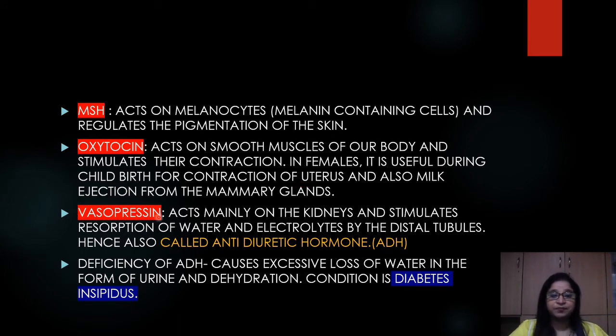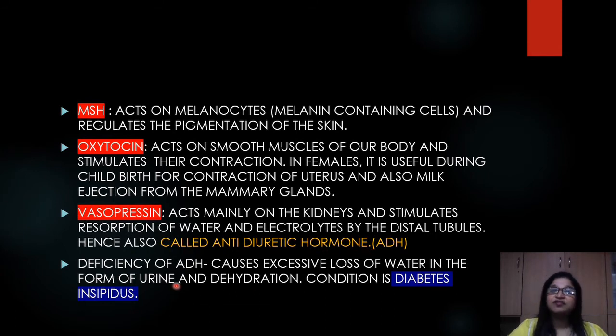Vasopressin, or anti-diuretic hormone, acts mainly on the kidneys, because kidneys are our excretory organs from where the urine is formed and excreted. It stimulates the resorption of water. So water will be reabsorbed, and even electrolytes, by the distal tubules of the kidneys, that is the nephrons. Hence, it is also called the anti-diuretic hormone, or ADH.